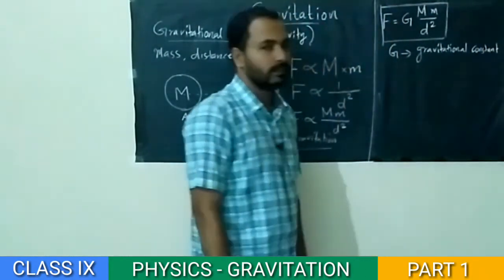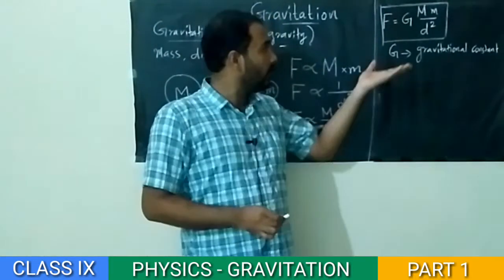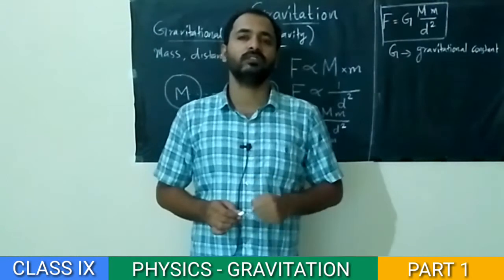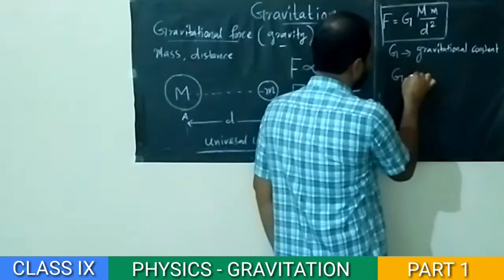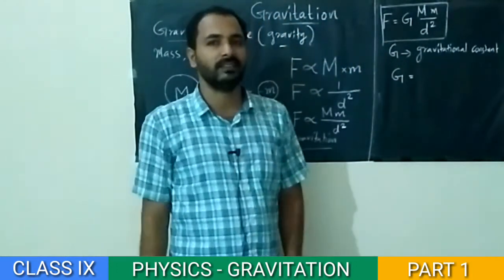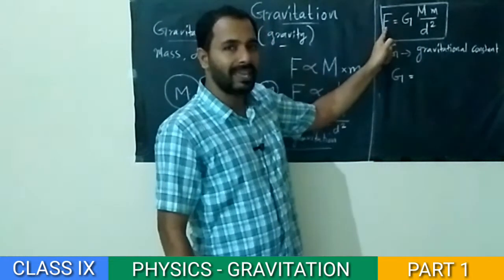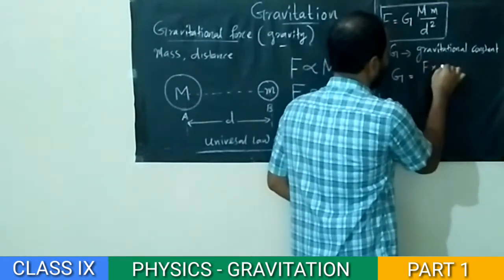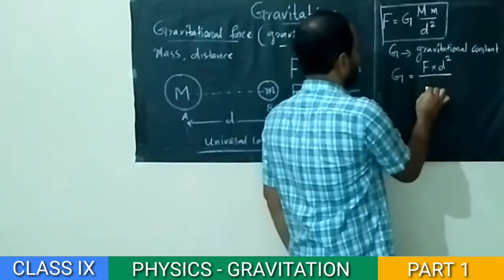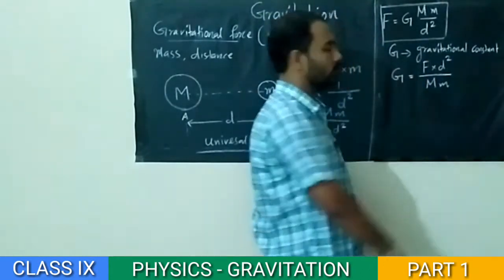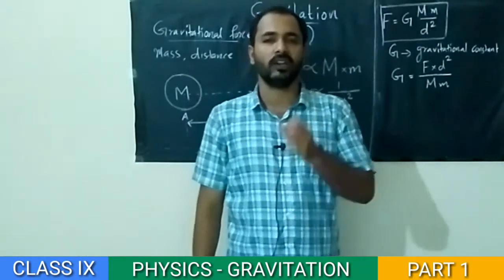where G is called the gravitational constant. Then we can find an equation for the gravitational constant G. G, the gravitational constant, is equal to F into d square divided by m into m.